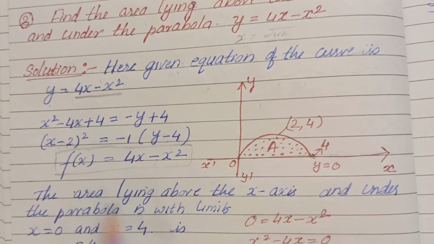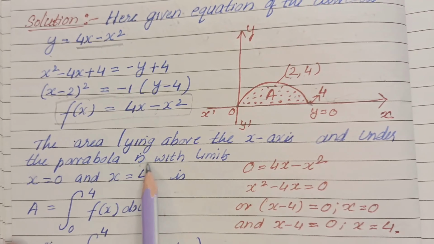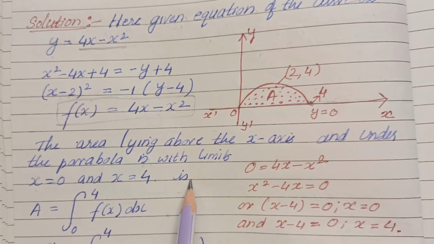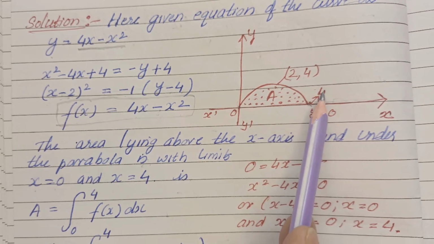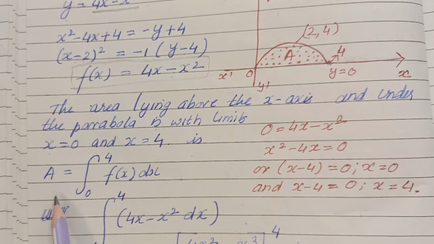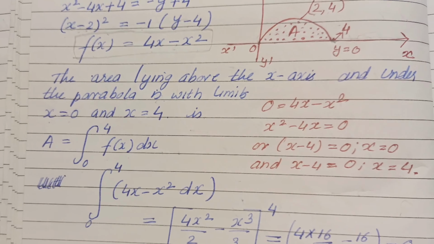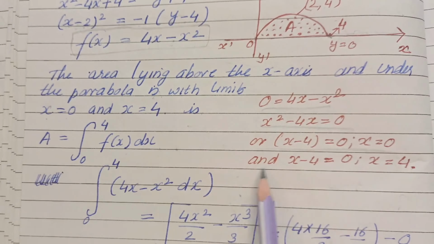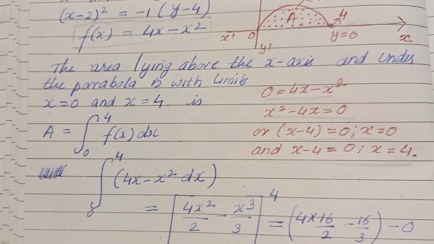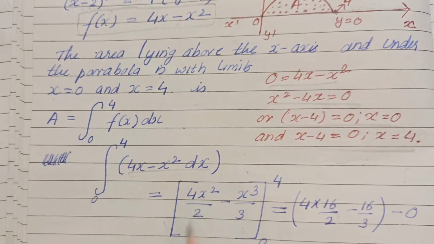Okay, so the area lying above the x-axis and under the parabola with limits x is equal to 0 and x is equal to 4 is A is equal to the integral from 0 to 4 of f(x) dx. How did we get the limits? It's given here. If it is not given, we always need to find the limits, and then solve this equation by putting them in this place. We know that, and then we just go for integration.